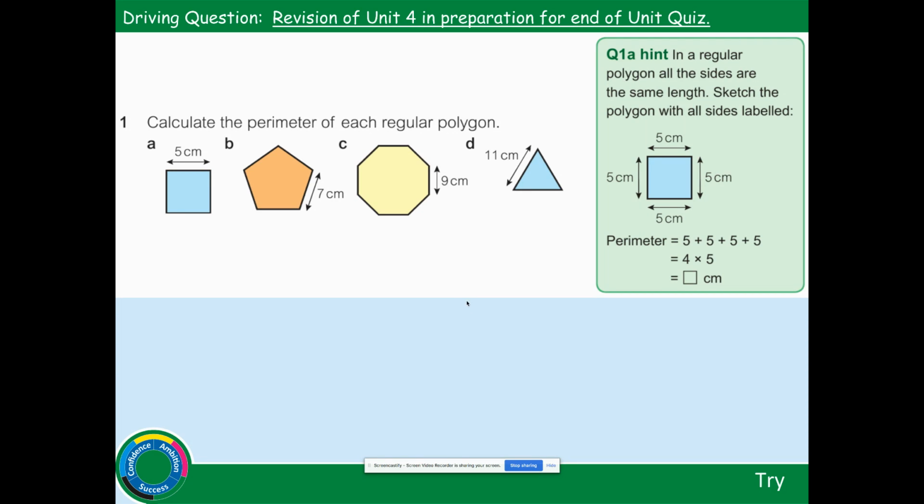Okay, press pause on the video, have a go at these 4 shapes, finding the perimeter. Remember, that's the path around the outside. And press play when you're ready to carry on with the answers.